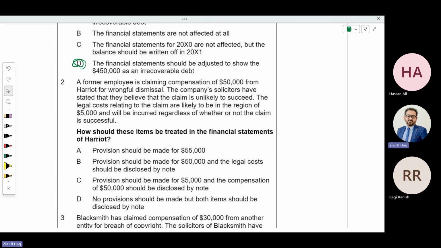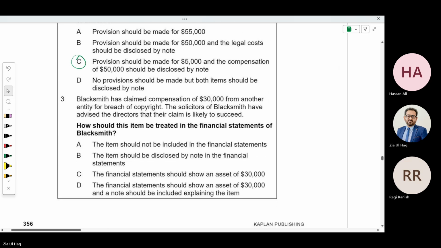Provision should be made for 55,000. No. For 50,000, there is only a possibility. Provision should be made for 50,000. No. Provision should be made for 5,000. These are the costs that you need to bear to pay the solicitor. And the compensation of 50,000 should be disclosed by note. Yes, contingent liability. No provision should be made, but both items should be disclosed by note. No, the 5,000 you need to pay to defend the case.